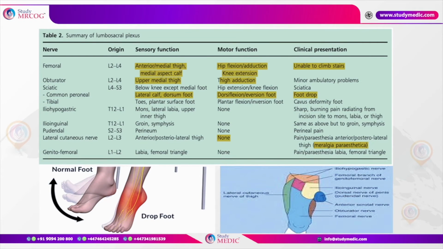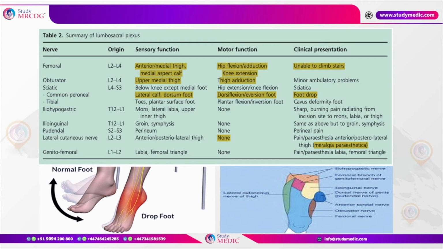Now, this is a summary of the lumbosacral plexus injuries which can occur. The first one is femoral. You always have to remember the sensory and the motor nerve supply of the nerves, and then you will be able to analyze for yourself what the clinical presentation would be. In the femoral nerve, it gives the sensory supply to the anterior medial thigh and the medial aspect of the calf. Motor function involves hip flexion, adduction and knee extension. So these movements are very important for climbing the stairs. So in this case, the patient will face difficulty in climbing stairs.